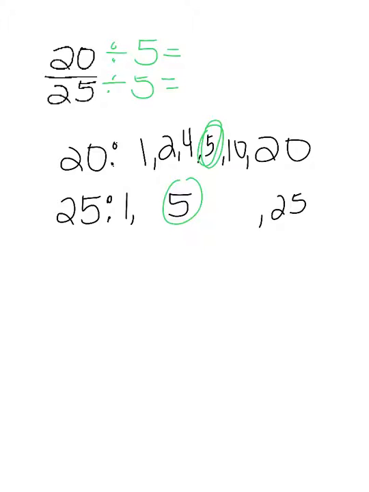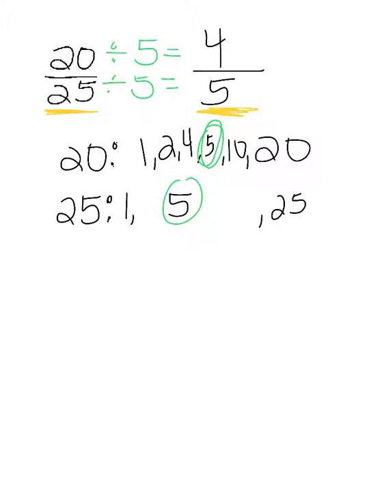20 divided by 5 is equal to 4. And 25 divided by 5 is equal to 5. So my simplified fraction, 20/25 in simplest form, is 4/5. Pause the video now and make sure that you get all this information into your notes in a nice, neat manner so that it can help you when you look back at it, okay?